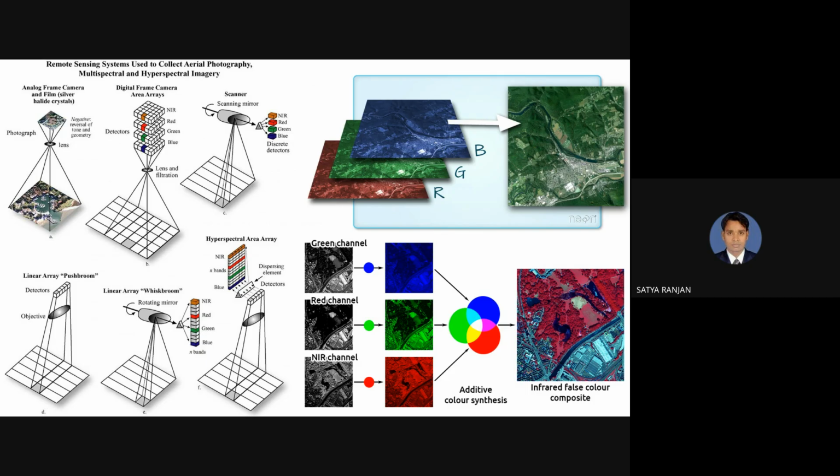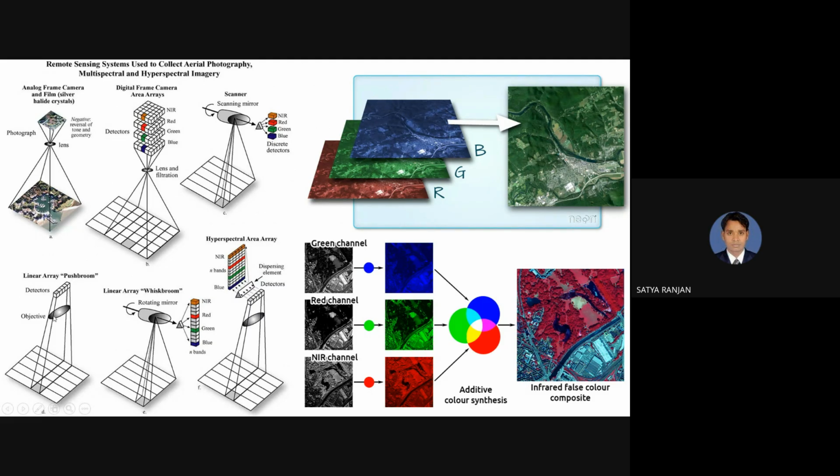So LISS-3, LISS-4 satellite images of Indian satellites are all false color satellite images. So we use this LISS-3, LISS-4 image for forest analysis or agriculture analysis. So this is the false color satellite image, and this is the true color satellite image. So these are the mostly used satellite images.